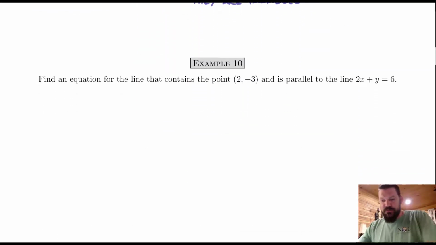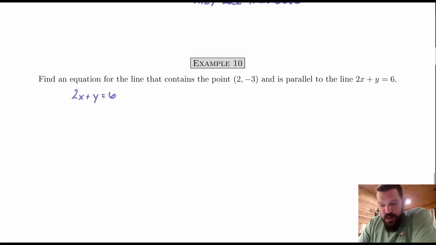Example 10 says find an equation for the line that contains the point (2, negative 3) and is parallel to the line 2x plus y equals 6. So let's first start out with the line 2x plus y equals 6. We need to know the slope of that line in order to find any line that's parallel to it. So we would set this up where we get it in slope-intercept form.